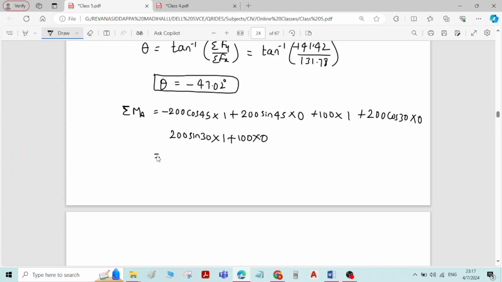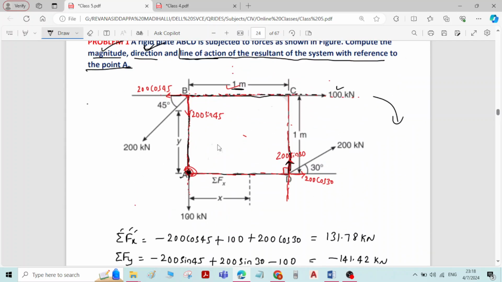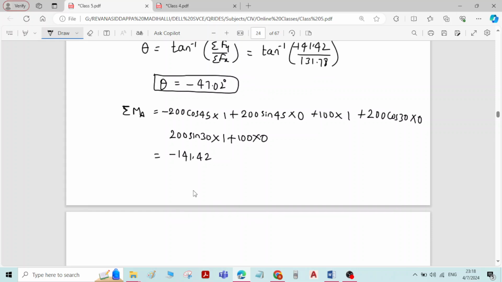Finally, if you find the moment, the answer that you get is minus 141.42. The unit will be kilonewton meter. Force into perpendicular distance: the unit of force is given as kilonewton in this problem, and the unit of distance is given in meters, so the unit will be kilonewton meter for the moment. Therefore, sigma MA is equal to minus 141.42 kilonewton meter.